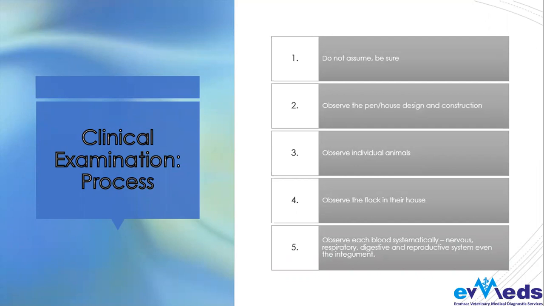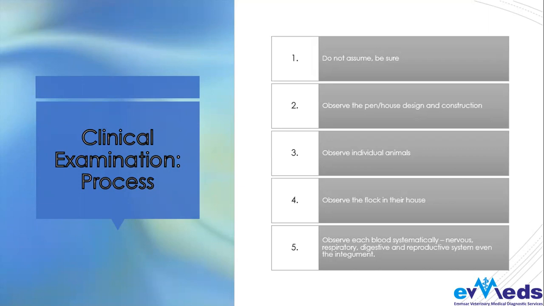In reproductive, you can see the type of egg that they are laying, especially for the laying birds. Is it a shell-less egg? Is it a rough shell egg? What is the type of egg? Is it a small egg? And you can also use that to help in the conclusion of your diagnosis.